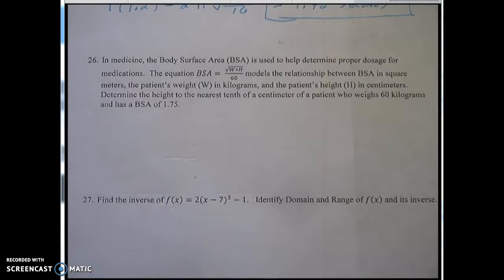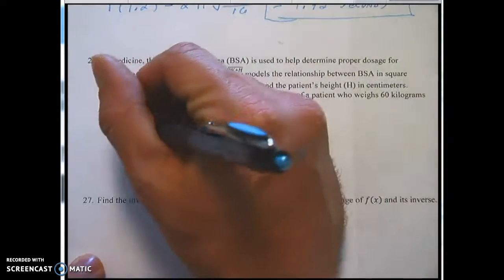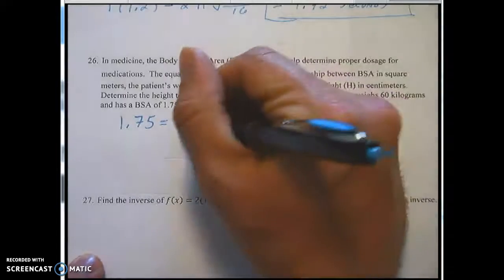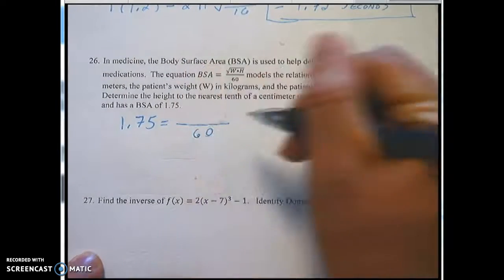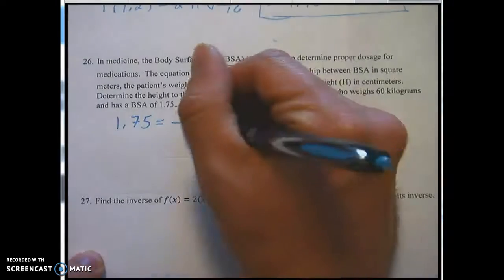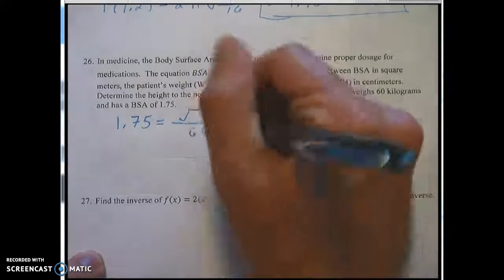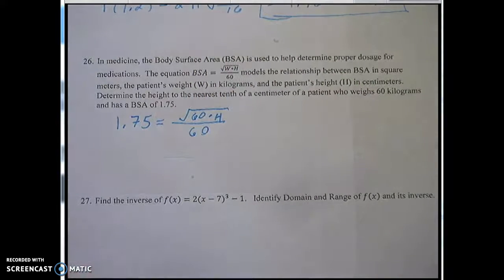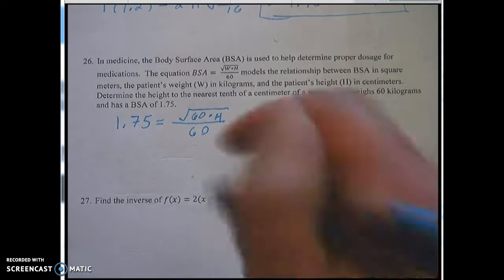So I'm going to use the equation that I have, and I'm going to plug in what I know. The BSA that I'm given is 1.75. I'm going to set that equal to this fraction with the 60 in the denominator. I'm given the weight of 60, but I don't know the height. So I'm solving for the height. The first thing we ought to do is multiply both sides by 60. So 1.75 times 60, that's 105.